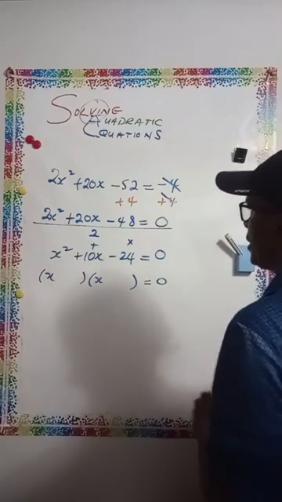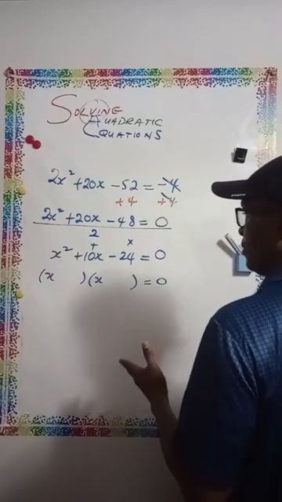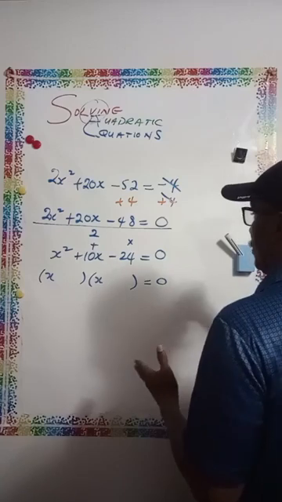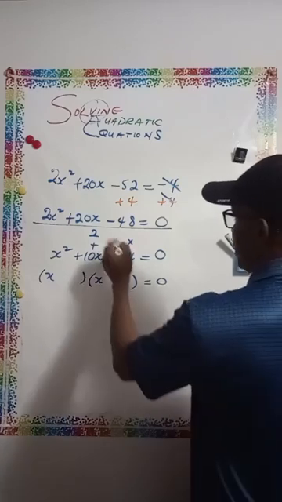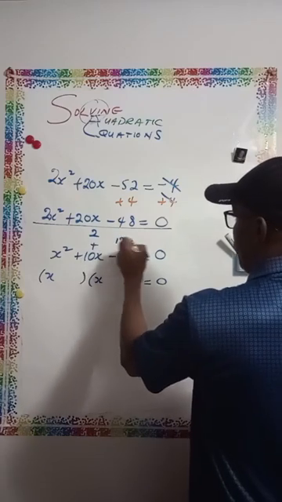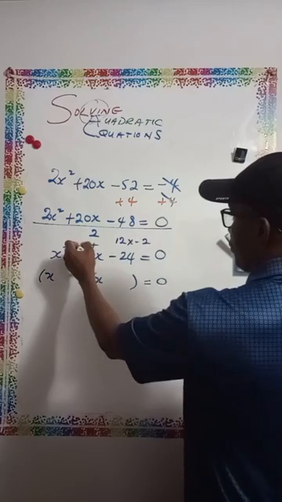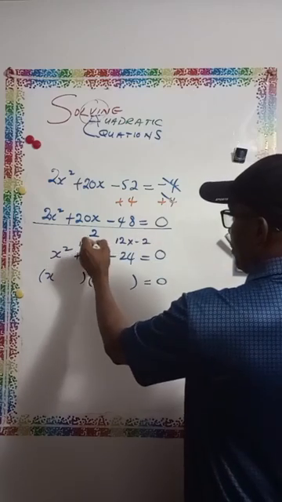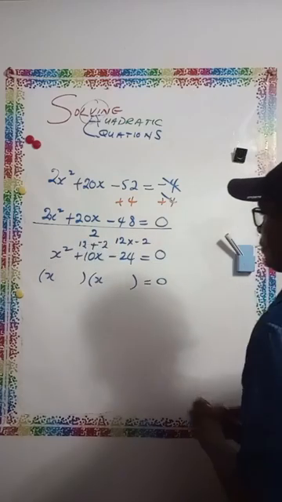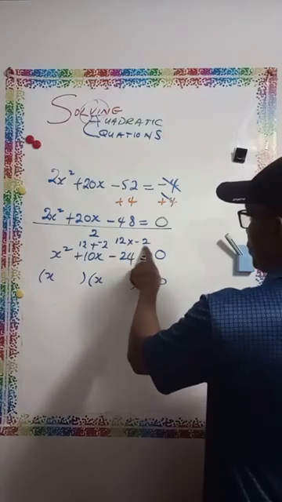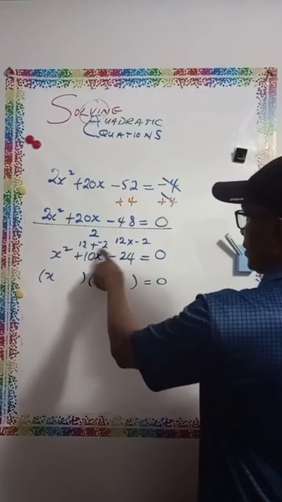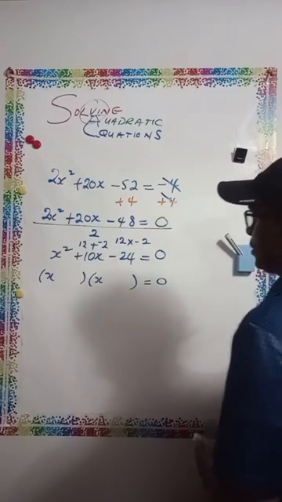Then we've got to get two numbers. So let's go. We've got to get two numbers. So that's 12 and negative 2. So 12 times negative 2 is negative 24, and 12 plus negative 2 is 10.